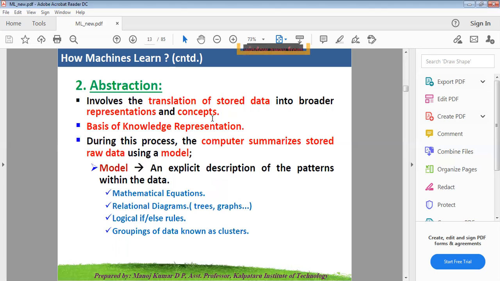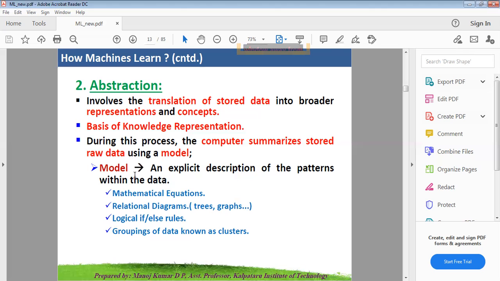So how are you going to store? According to my understanding, I am storing everything. Okay, so how are you people going to store? We are going to understand through the stored data. Okay, basics of knowledge representation.